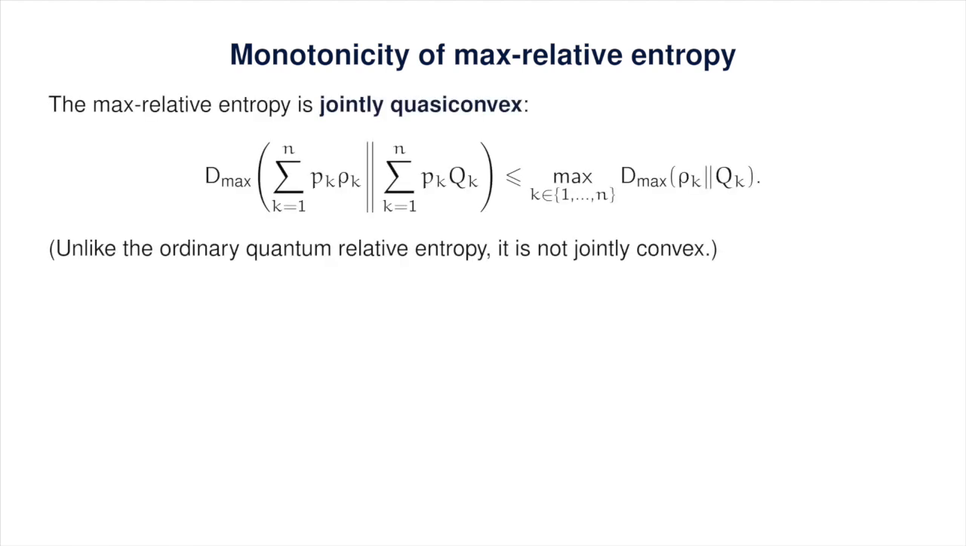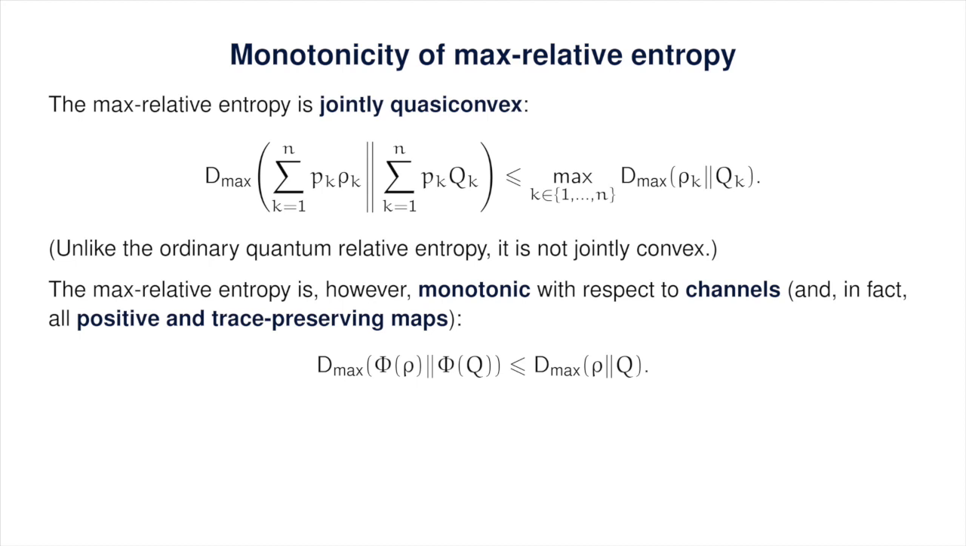Next, let us consider the monotonicity of max relative entropy under the action of channels. Before we do that, let me say that we cannot prove that the max relative entropy is jointly convex, because it isn't, and in that respect it is different from the ordinary quantum relative entropy. It is, however, jointly quasi-convex, meaning that the inequality written here is always satisfied. Monotonicity with respect to channels, on the other hand, always does hold.